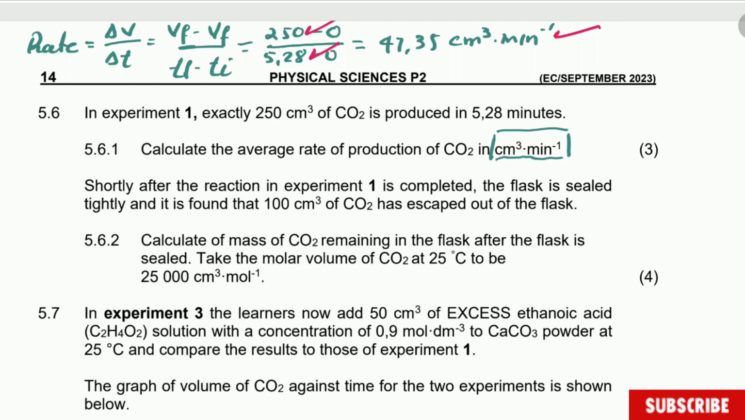Okay, next question. Shortly after the reaction in experiment 1 is complete, the flask is sealed tightly, and it is found that 100 cubic centimeters of carbon dioxide has escaped out of the flask. Calculate the mass of carbon dioxide remaining in the flask after the flask is sealed. Take the molar volume of carbon dioxide at 25 degrees Celsius to be 25,000 cubic centimeters per mole. So there is some stoichiometry involved here. Now here what we need to know is the molar volume for this gas at this specific temperature. Okay, so this question is quite simple. It's not that bad. Guys, we know that 250 were produced. It doesn't say anything about collected.